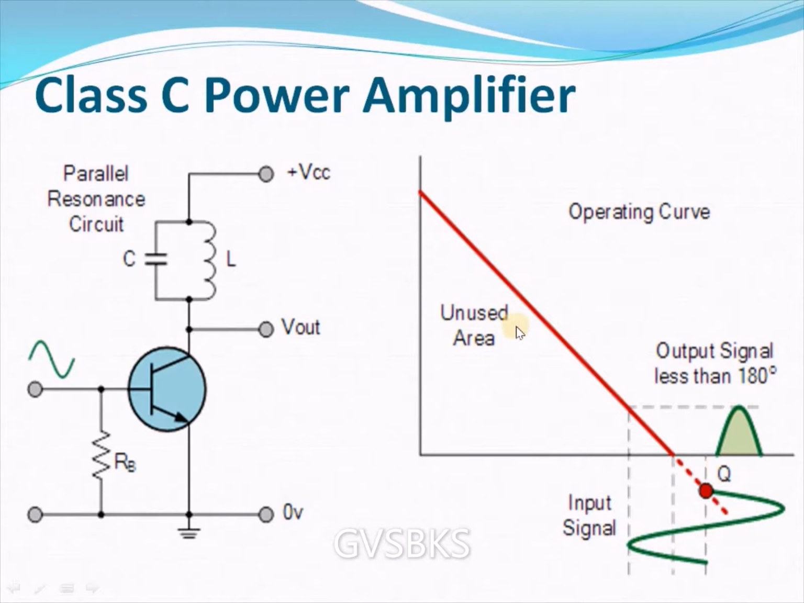In this class C type of power amplifier, there is so much noise because we are not even producing half of the cycle. So we can't say the output is an exact sinusoid. It is just like a pulse signal. These pulses have to be converted into a complete sinusoidal signal via this parallel resonance tuned circuit. This tuned circuit is tuned to some frequency, so only that frequency will be amplified by this amplifier.